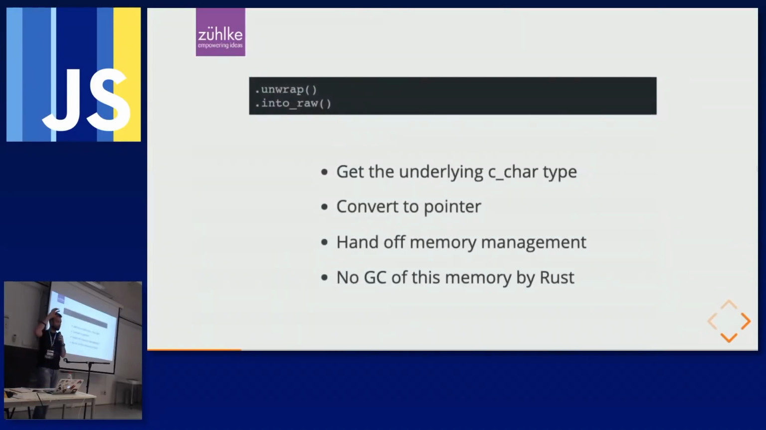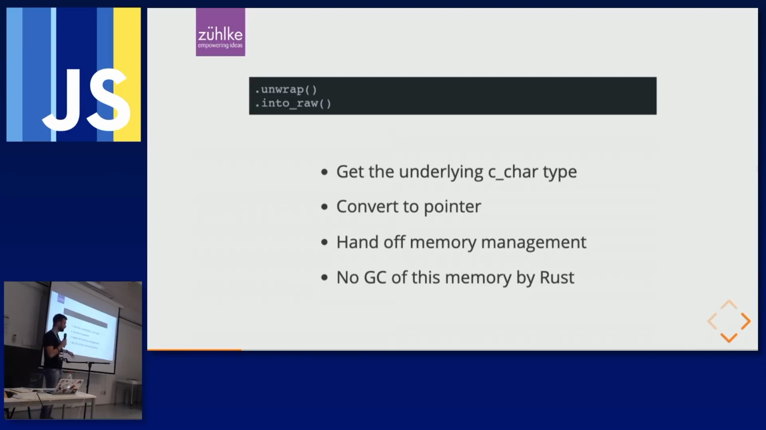Then, as soon as we have that C string object, we have to make sure that we get to that pointer. So the first thing we do is unwrap it. What that means is it will take away, kind of like unboxing, that C string stuff, and we will be left with that C character type. This is what we want. Then with into raw, we will convert it to a pointer. Instead of the actual type, we will have a pointer in our hand. This is what we want.